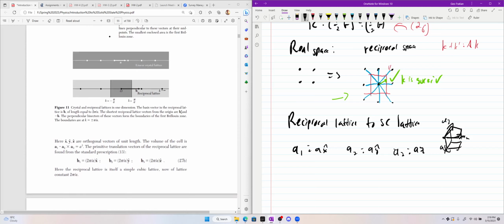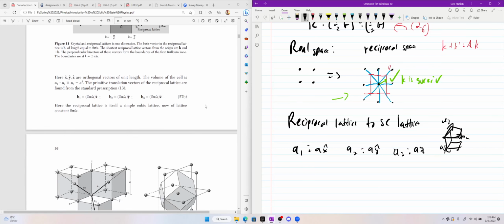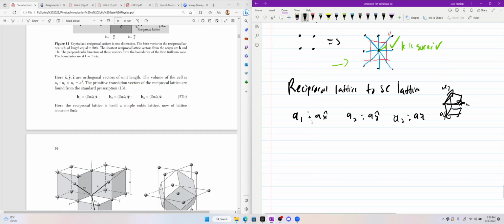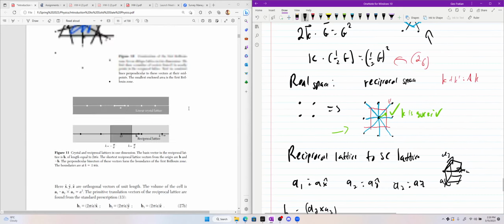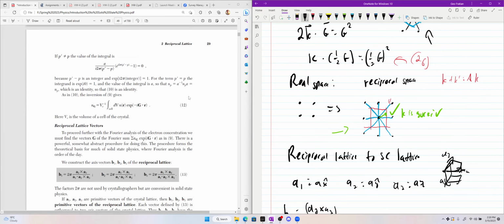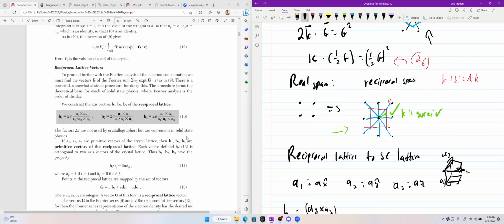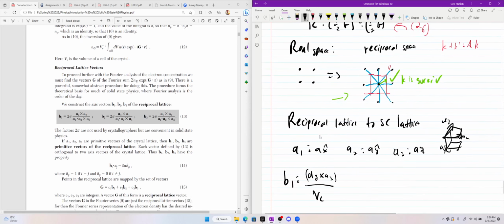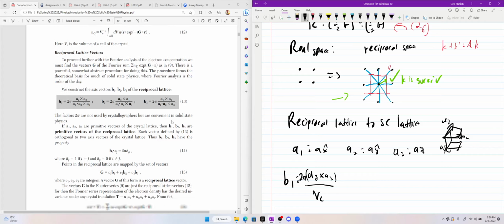Okay, so what we can do then is, if we follow the standard procedure, equation 13, which is, if I remember correctly, I might be wrong, b1 equals a2 cross a3 over volume cubic. I'm missing something here, aren't I? Equation 13. There's a 2 pi on top, I'm pretty sure. Yeah, here it is. Oh, I had it right. B1, I just forgot 2 pi. Yeah, okay, nice. So that's the expression.